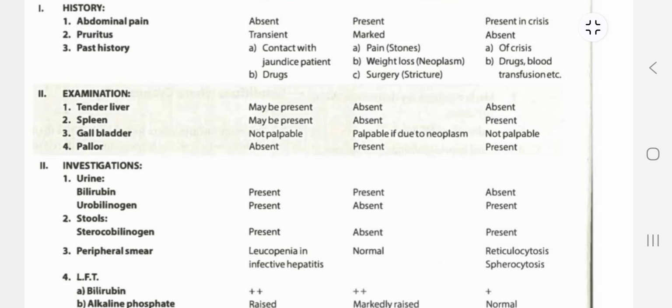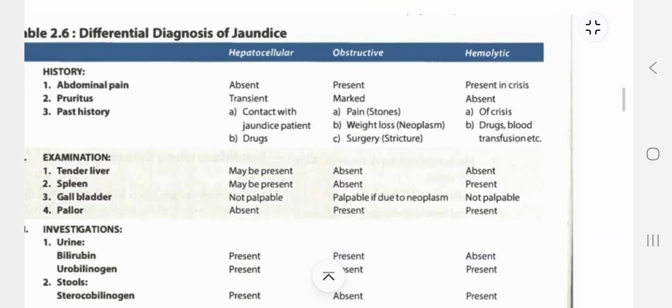will be low, right? In hemolytic anemia, there is increased destruction of RBC, and the conjugation mechanism is normal. So there will be no bilirubin in the urine, because the unconjugated bilirubin, which is increased, is water insoluble. So urine bilirubin will be absent. But stercobilinogen and urobilinogen will be increased.